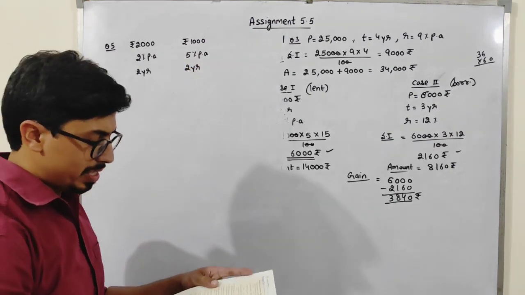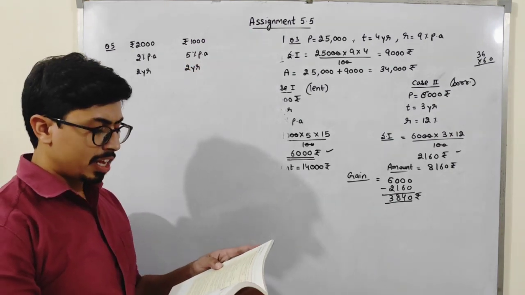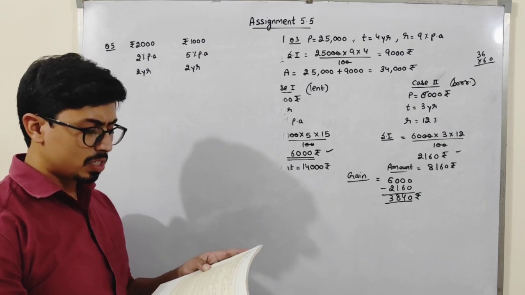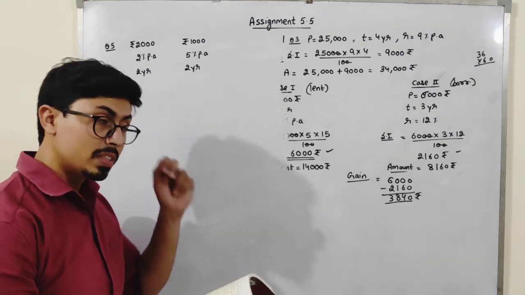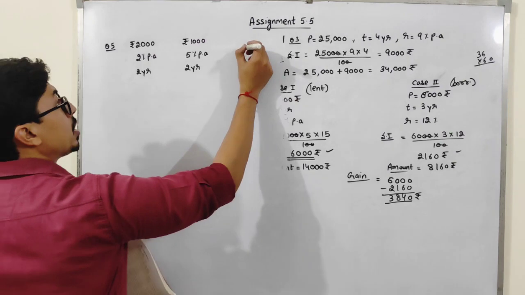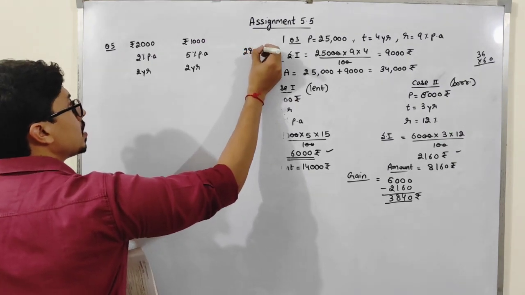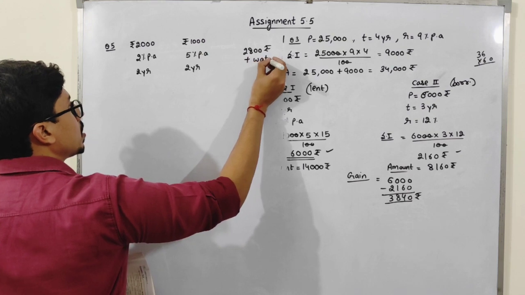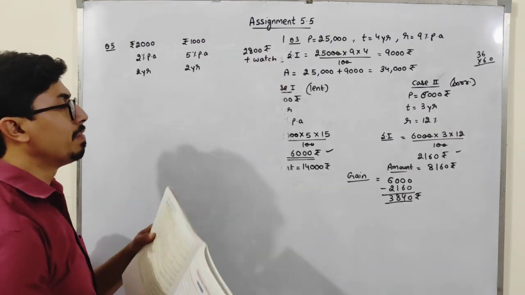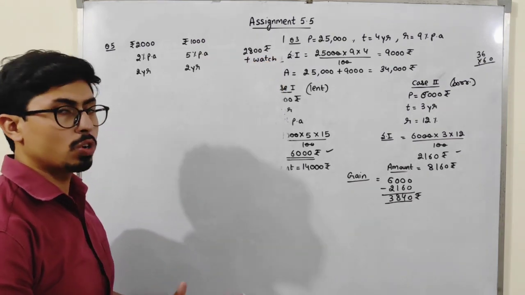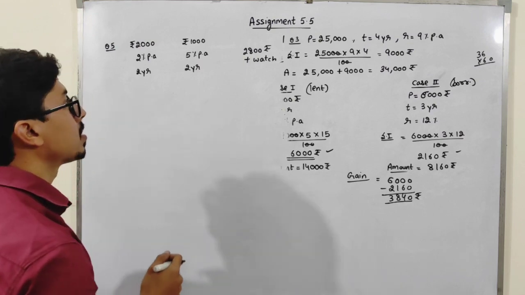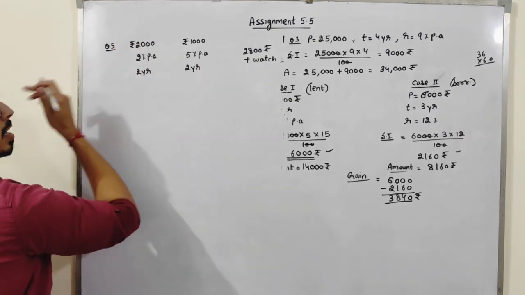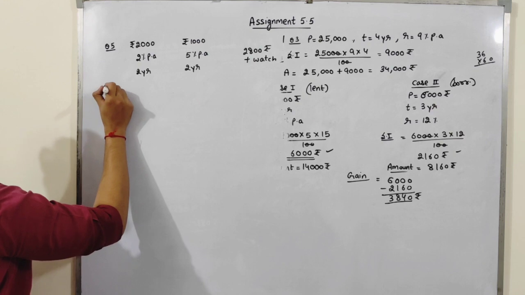After 2 years, students, he cleared all his dues by giving rupees 2,800. He cleared his dues by giving 2,800 rupees plus a watch. He gave these two things. What is the cost of the watch that we have to find out? Now see, students, for this simple interest will be how much?